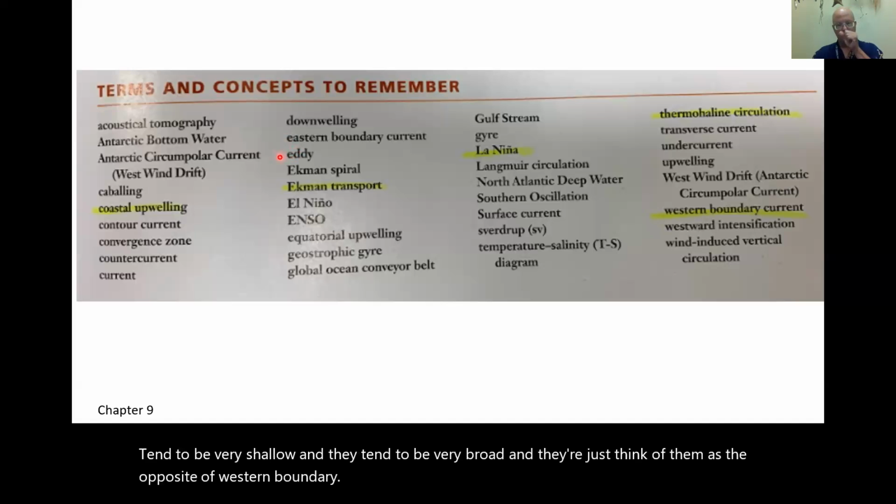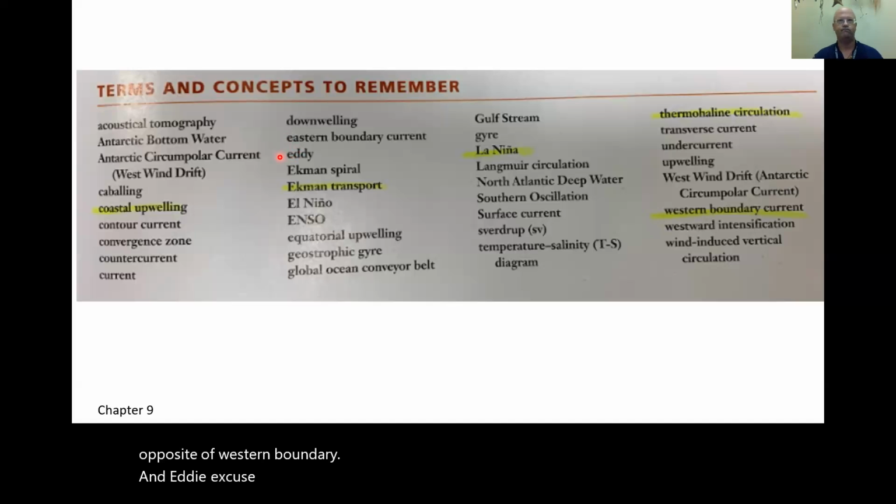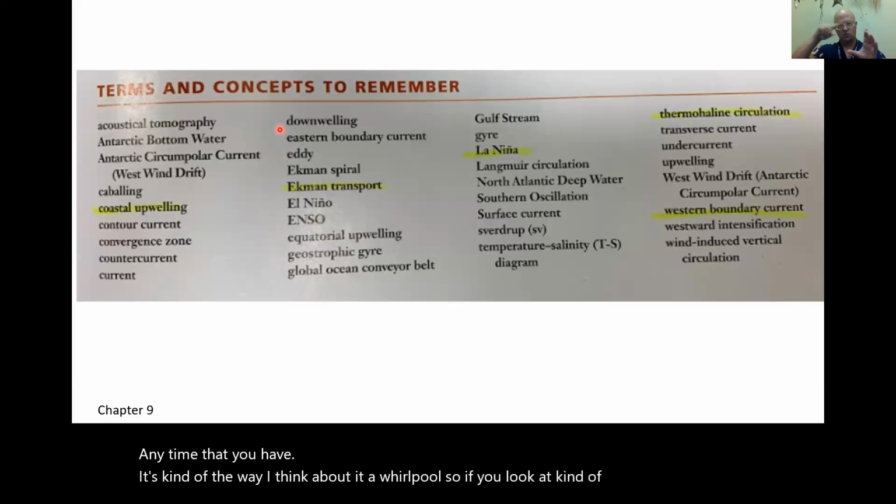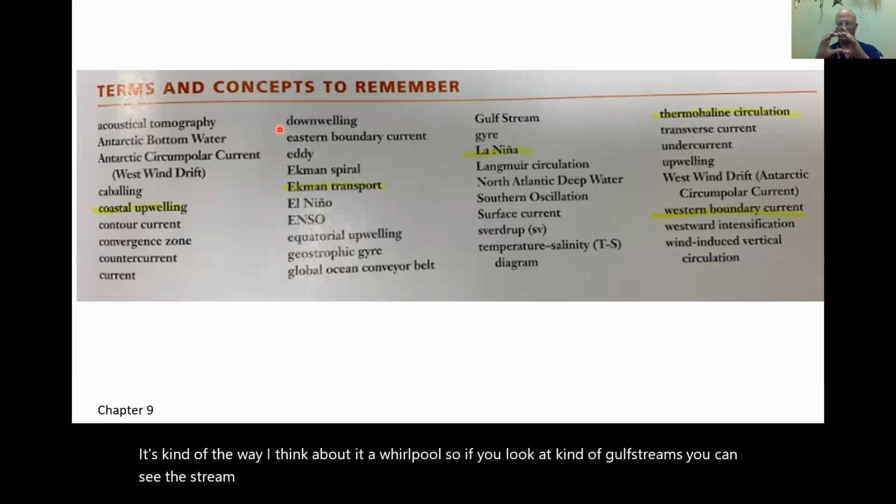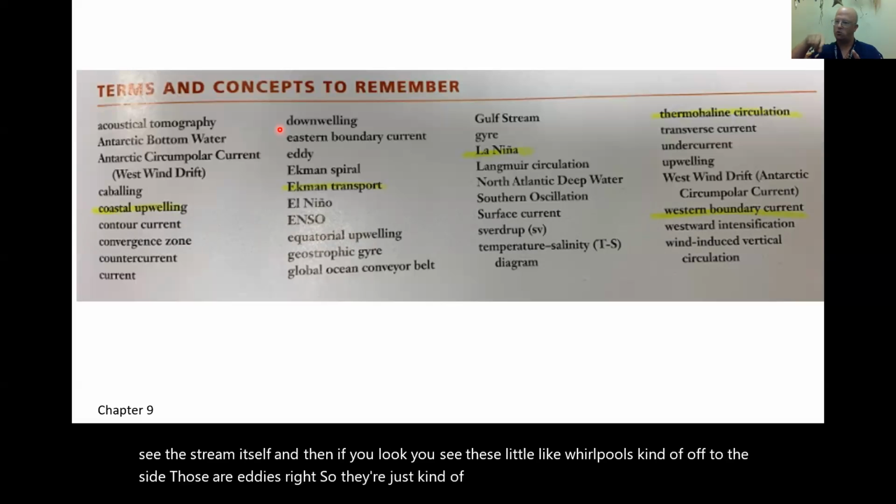An eddy is kind of like, the way I think about it, a whirlpool. So if you look at the Gulf Stream, you can see the stream itself. And then if you look, you see these little whirlpools kind of off to the side. Those are eddies, right? So they're just these little circular motions of ocean that get separated.